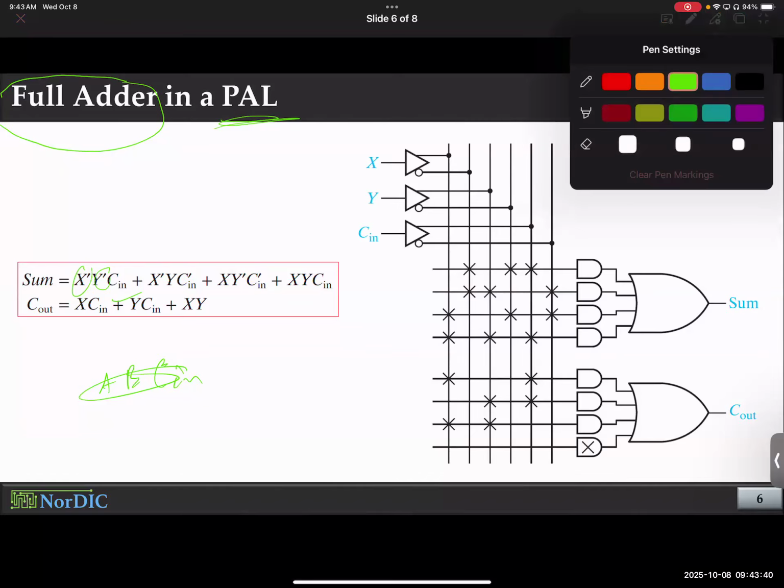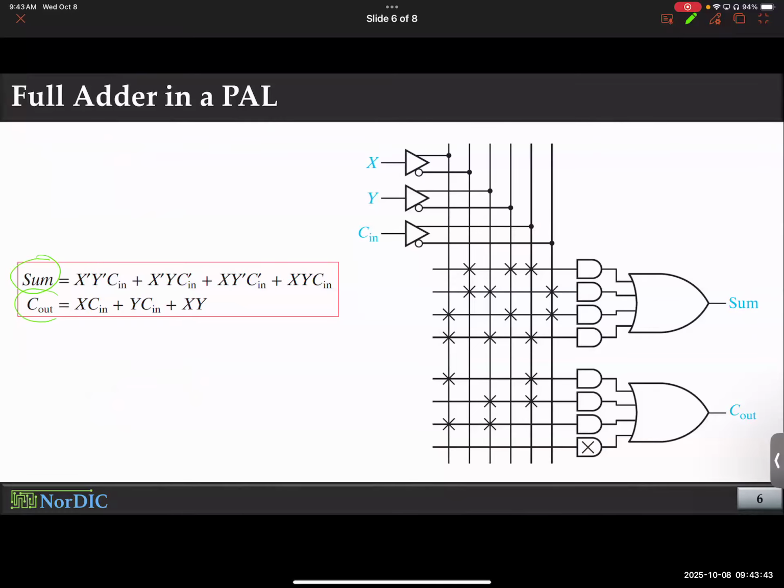So this is, as you know, a full adder has two outputs, sum and carry out. This is the expression for the sum, as you have seen many times, I hope, during your lab and in the previous lecture. And this is the expression for the carry out. So I need two outputs. And these two outputs will come from OR gates, OR gate and OR gate. Notice these OR gates have 4 inputs each.